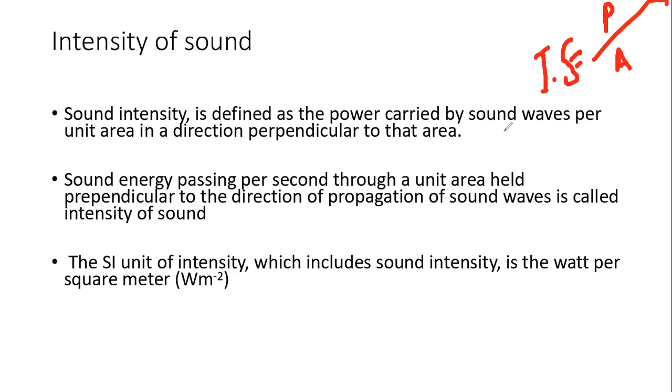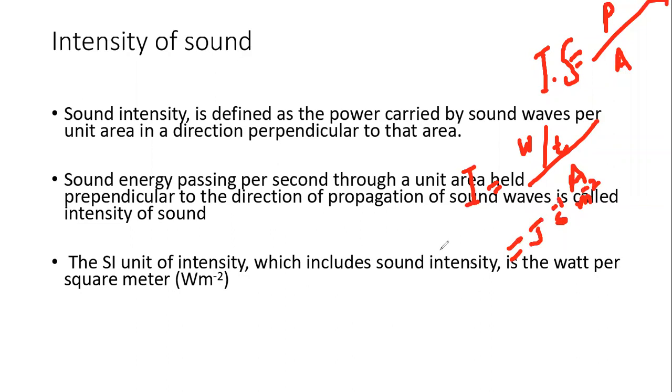Sound energy passing per second through a unit area held perpendicular to the direction of propagation of sound waves is called intensity of sound. According to the second definition, intensity of sound is equal to work per unit time per unit area. The unit of intensity according to the second equation is joule per second per meter square.